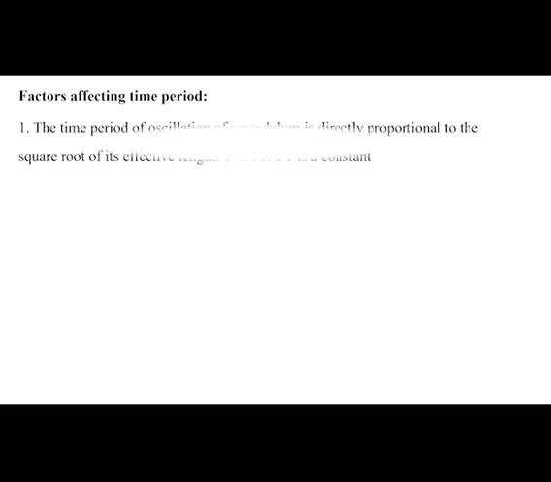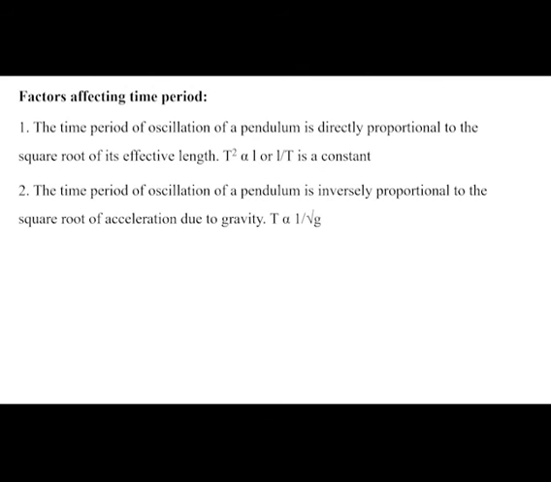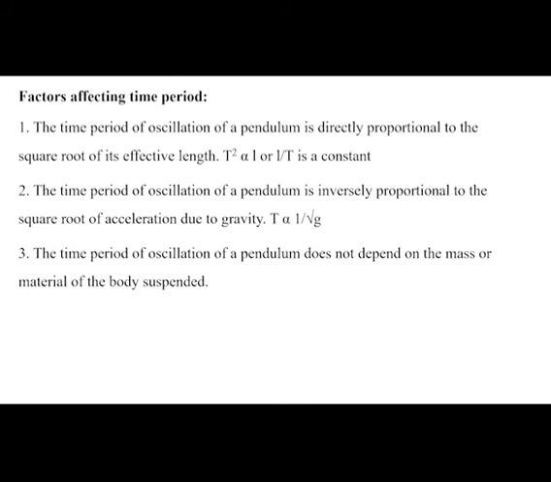Now we are going to see the factors affecting the time period. The first one is the time period of the oscillation of a pendulum is always directly proportional to the square root of its effective length. That is, T square is directly proportional to L, or otherwise we can say L by T square is a constant. The second one is the time period of the oscillation of a pendulum is inversely proportional to the square root of the acceleration due to gravity. That is, T is directly proportional to 1 by square root of g.